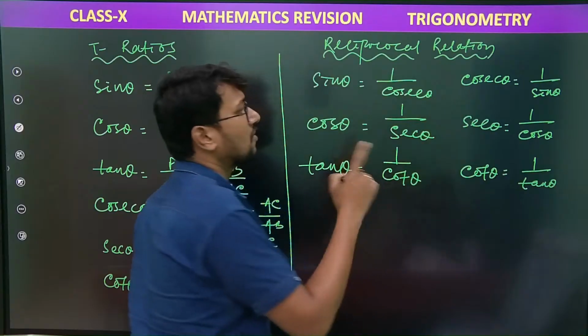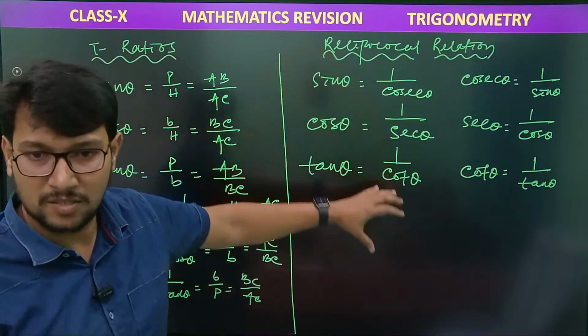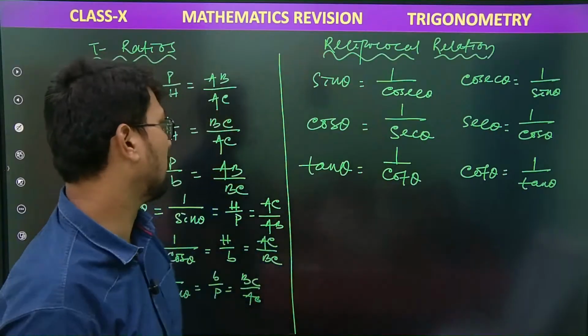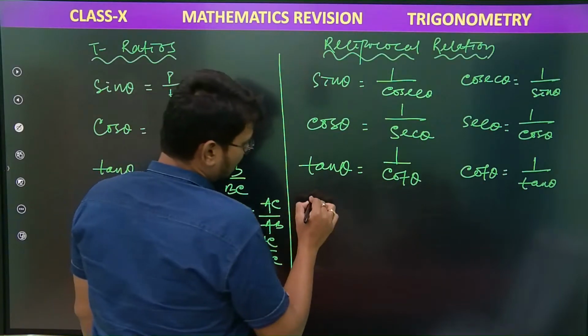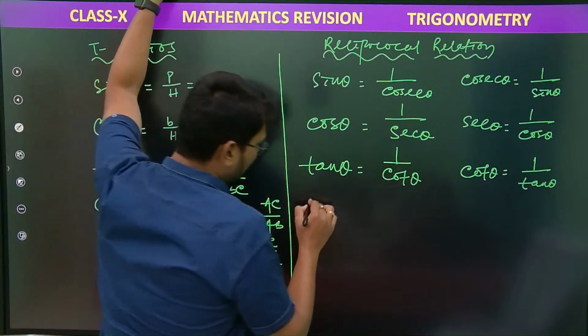These are the reciprocal relations. This is T ratios, and this is a reciprocal relation. Okay, everyone. Then after that, which relation? Quotient relation. These are the main concepts.